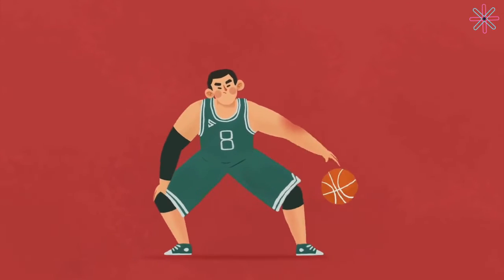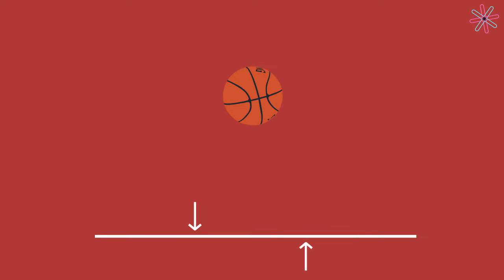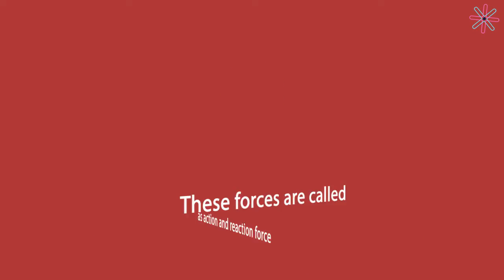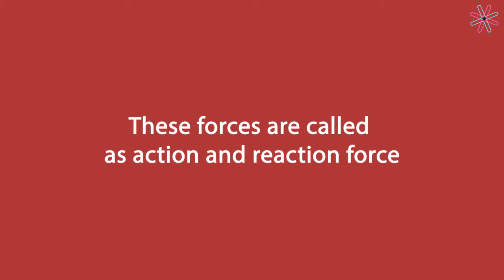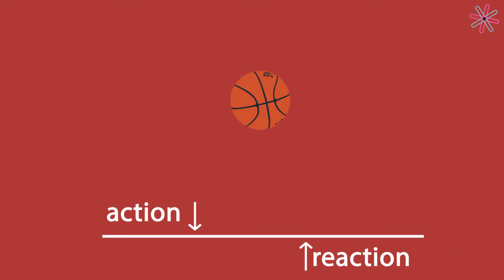Like this object. There is a boy who's playing basketball. The basketball is bounced to the ground by the boy. When the basketball is pushed down, it has force from the boy, and the ground exerts an upward force on the basketball. These forces are called the action and reaction forces. The force exerted by the basketball onto the ground is the action force, and the force exerted by the ground onto the basketball is the reaction force.